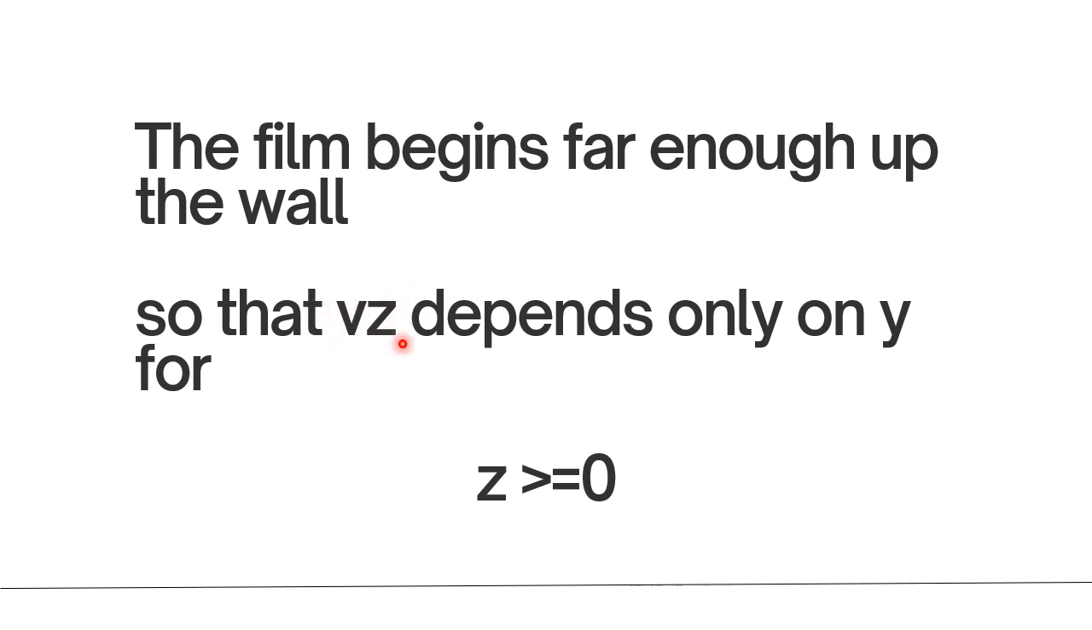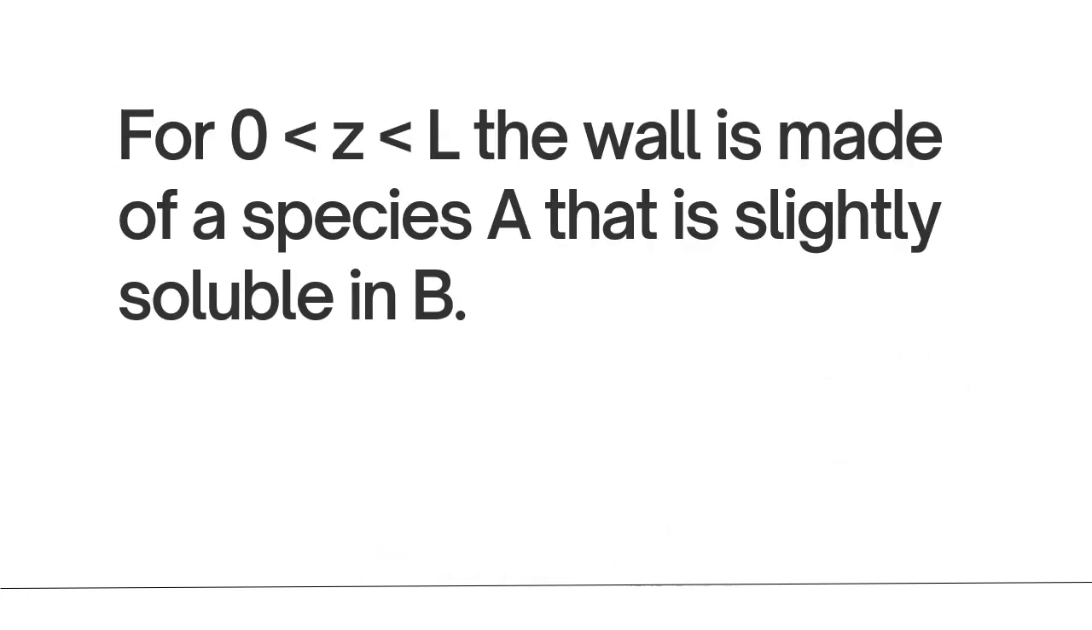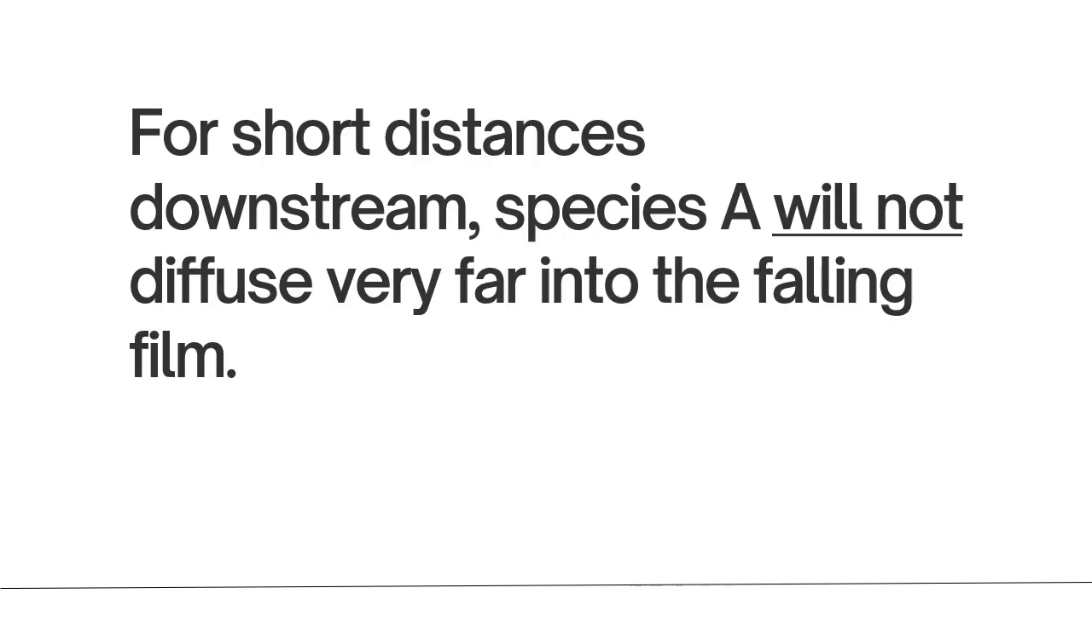V subscript Z means velocity, Z component, depends only on the y for Z greater than or equal to 0. For Z between 0 and L, yeah, we have seen that solid part A starting from Z equal to 0 and Z equal to L. The wall is made of a species A that is slightly soluble in B.